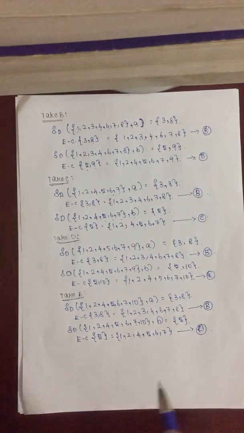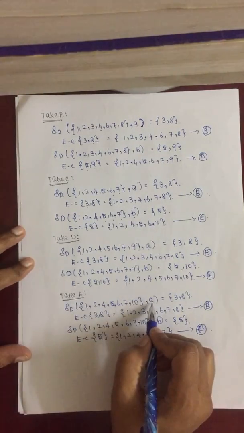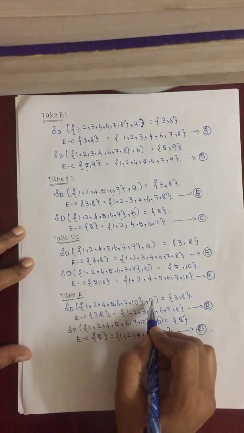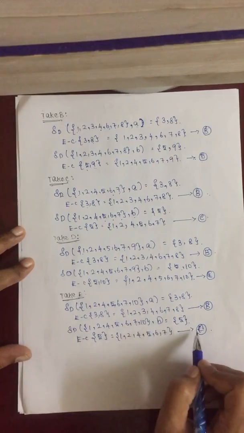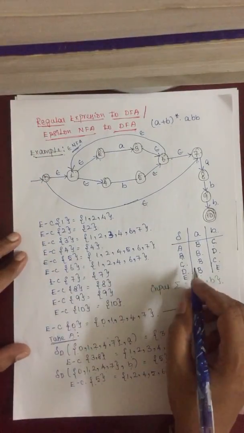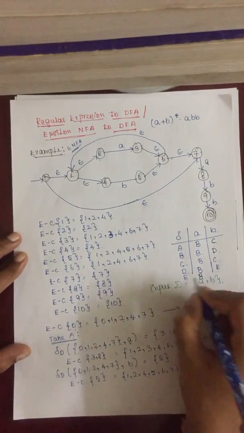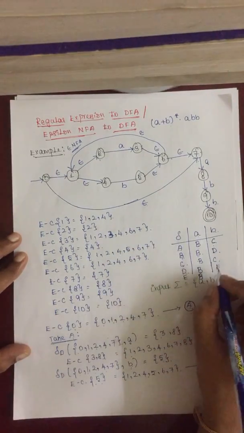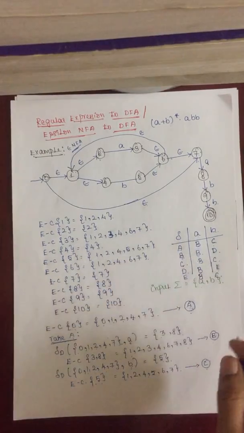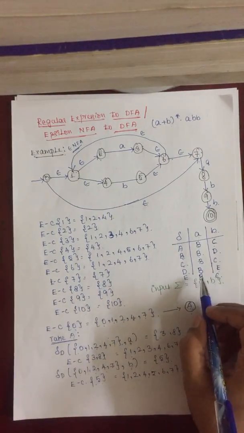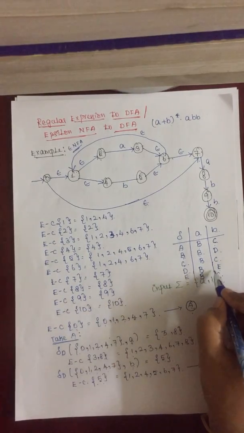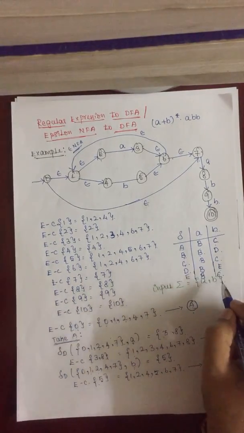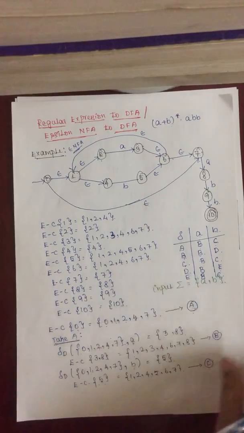Next, from the state E with input symbol A, it is going to the state B. From the state E with input symbol B, it is going to the state C. So we can fill the transition table here. E with A, it is going to the state B. E with B, it is going to the state C. Now, when you check, there is no new state available inside the transition table. So we can stop our computation here.